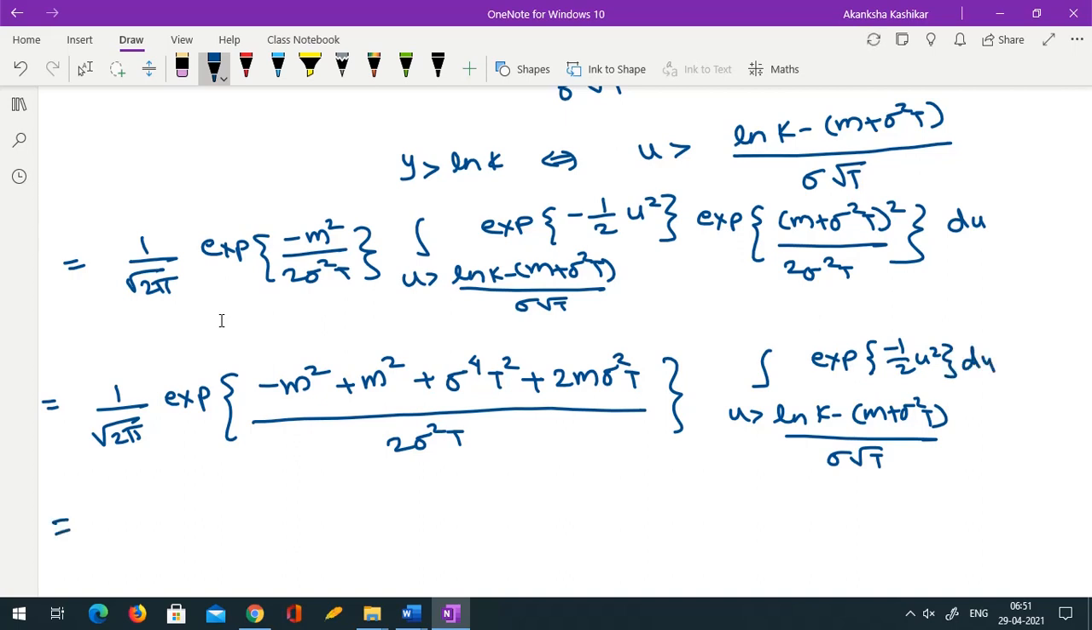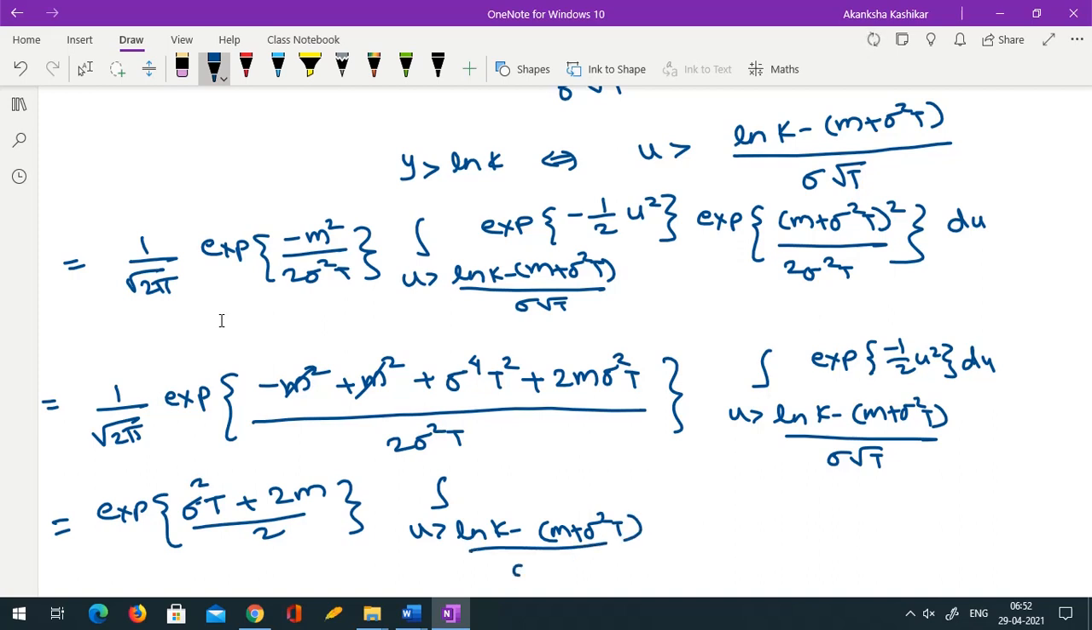Okay, so now let me take this 1 by root 2 pi also inside the integral. So I have e raised to, m square gets cancelled. From these terms I can cancel sigma square, I can cancel 1 t. So what I'll be left with is one single t with sigma square plus 2m divided by 2, correct? e raised to 2m plus sigma square t divided by 2, and u greater than ln k, this remains as it is. And now I have 1 upon root 2 pi e raised to minus half u square du.